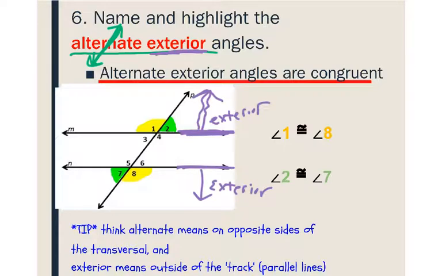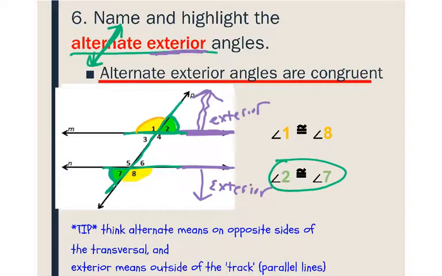So looking at my angles in relationship, I've got angle 2, which is outside of my parallel lines, M and N, and it is on one side of my P. What matches up on the opposite side is 7. So angle 2 and angle 7 are congruent because they are alternate exterior angles. Pretty cool, huh?